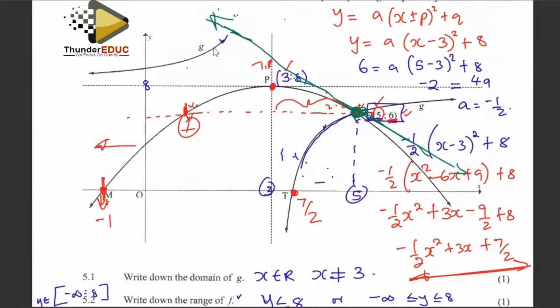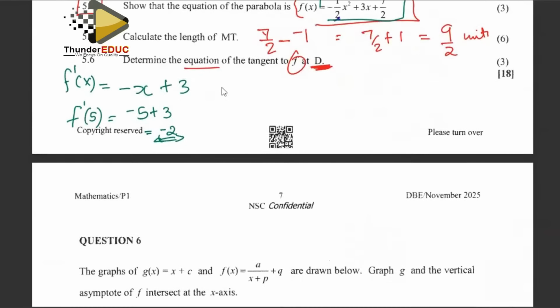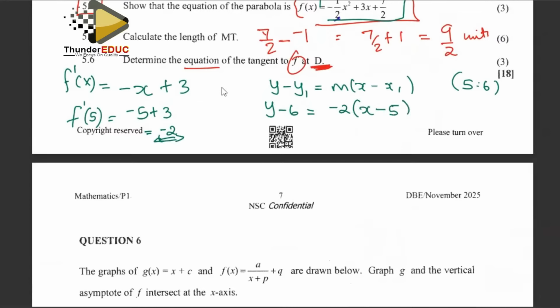Then we're going to use point D, which is 5 and 6, to get the equation. So from y minus y1 is equal to m into x minus x1. So using 5 and 6, it's going to be y minus 6 is equal to -2 into x minus 5. Open up. That's going to be -2x, that's going to be 10. When this one comes that side, it's going to be +6. So the equation is -2x plus 16. So that is what I end up with when it comes to question number 5. And that brings us to the end of question number 5.